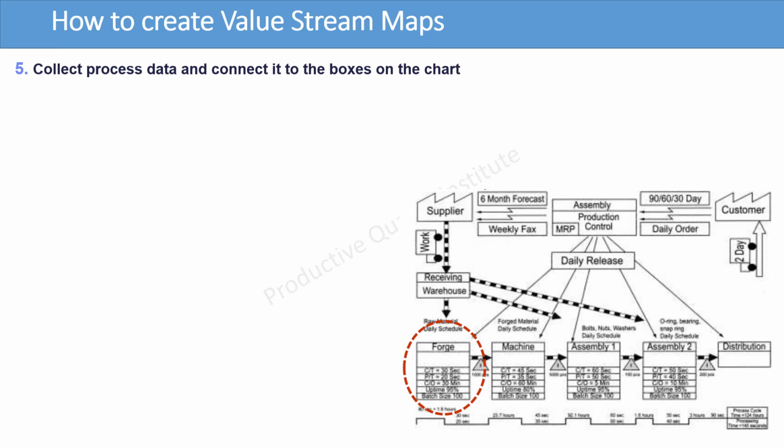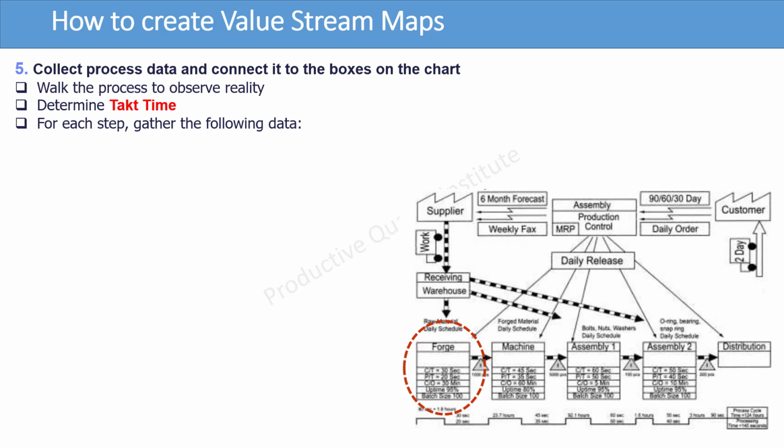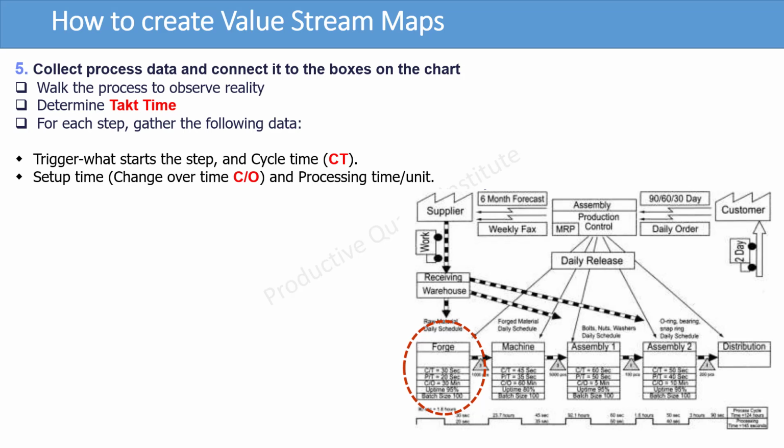5. Collect process data and connect it to the boxes on the chart. Walk the process to observe reality. Determine takt time. For each step, gather the following data. Trigger, what starts the step, and cycle time. Setup time, changeover time, and processing time per unit. Percent defective and or scrap rate.